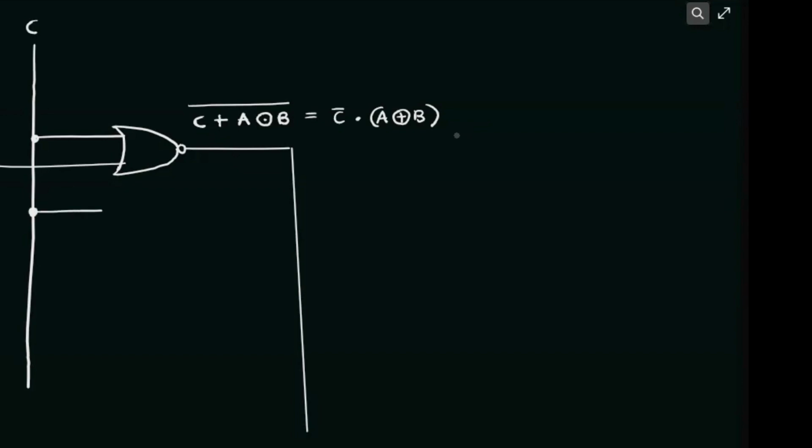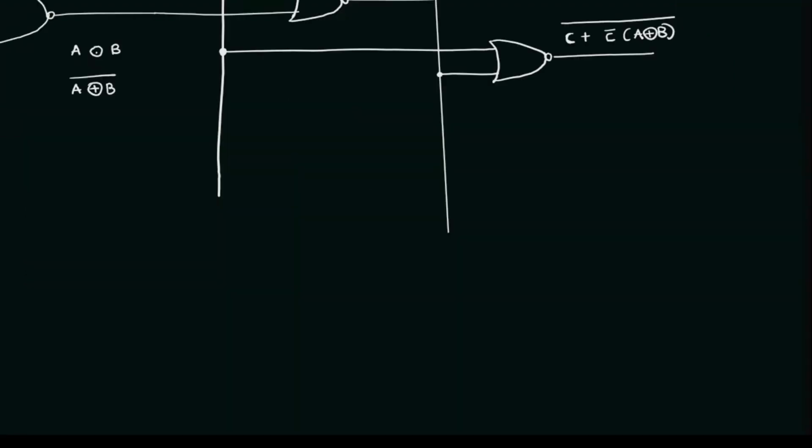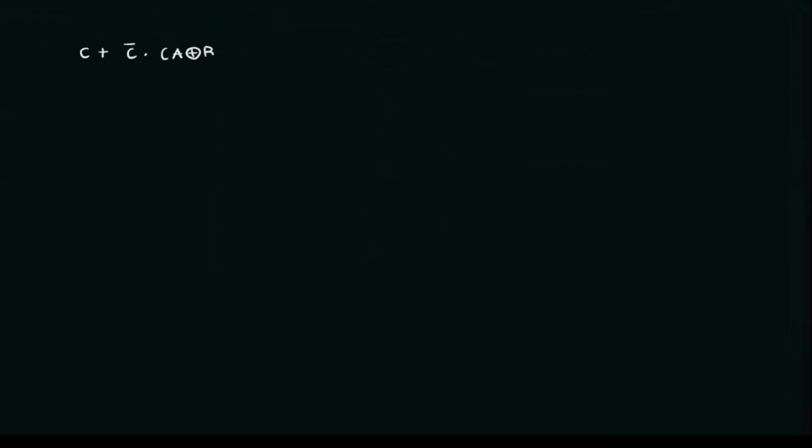We are going to send C and C bar dot A XOR B through a NOR gate. That will give us (C plus C bar into A XOR B) whole thing bar. Because that looks a little bit big, we have to rearrange this. So we have (C plus C bar into A XOR B) whole thing bar, which can be given as C bar into (C bar dot A XOR B) whole thing bar. This is what we have.